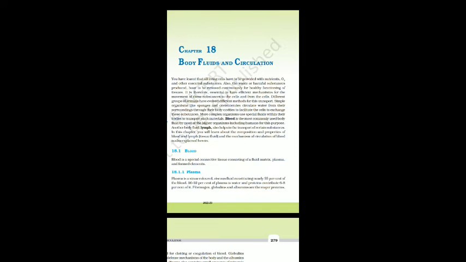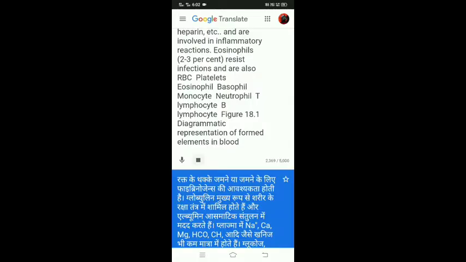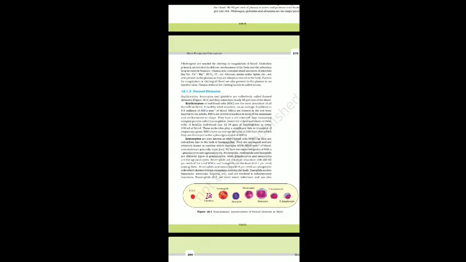90 to 92% of plasma is water and proteins contribute 6 to 8% of it. Fibrinogen, globulins and albumins are the major proteins. Fibrinogens are needed for clotting or coagulation of blood. Globulins primarily are involved in defense mechanisms of the body and the albumins help in osmotic balance.